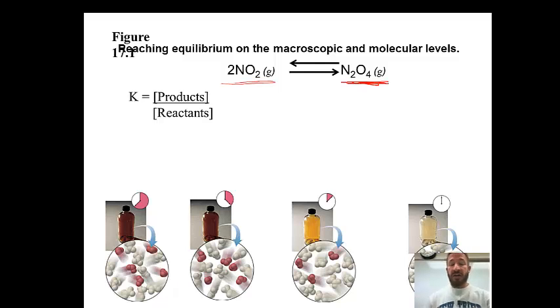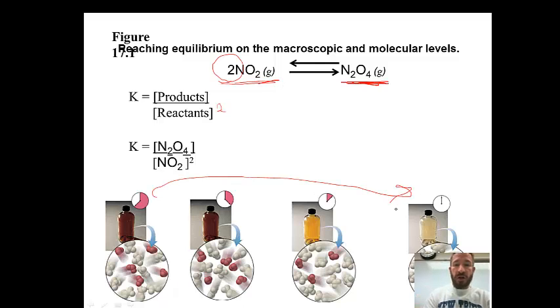Now the other thing about writing a K expression is the coefficients are important. Your coefficients become exponents. Now we have a coefficient of 2 in our reactant, so we put a 2 there. And there's a 1 there, so there's an understood 1 for the products. So this is how that looks. There we have K is equal to the concentration of N2O4 over the concentration of nitrogen dioxide squared. And here we see the reaction going in reverse, where we have the brown going to the clear, but equilibrium could exist at any of those situations. That depends on the temperature we've chosen.